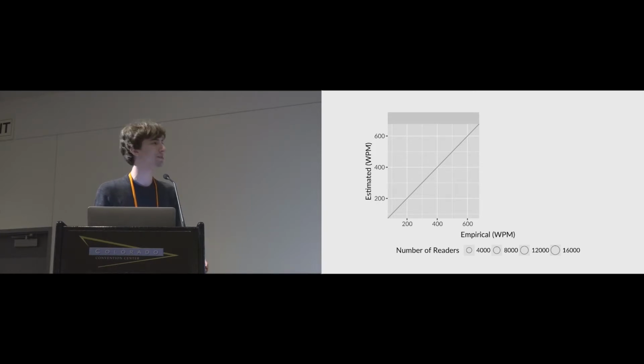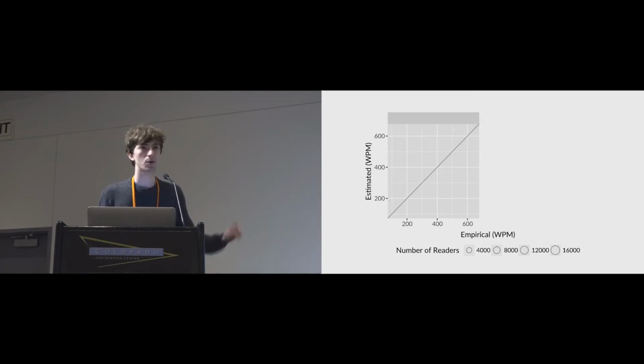Let's talk about first the uniform attention model. On the x-axis, we have the empirical reading rate. These are measured by reading rate studies. On the y-axis, the estimated reading rate, as approximated by the model using our measurement of attention. And now here's the uniform attention model. This is the one that has, I think, a couple flaws in how it measures attention. So how well does it perform?